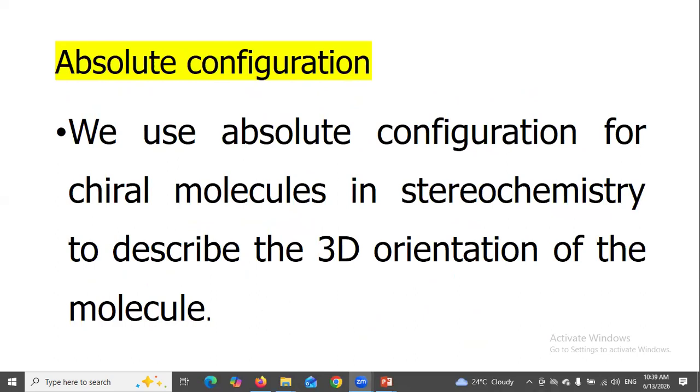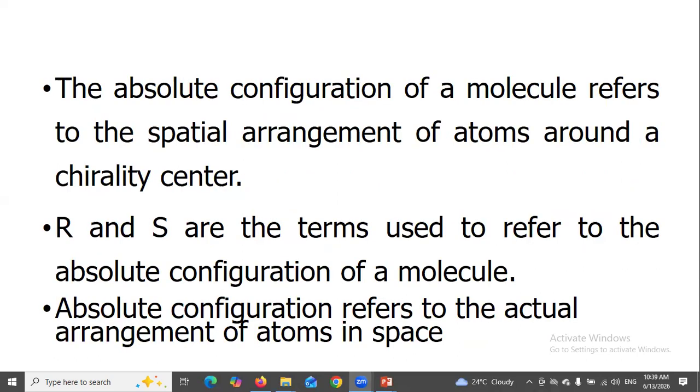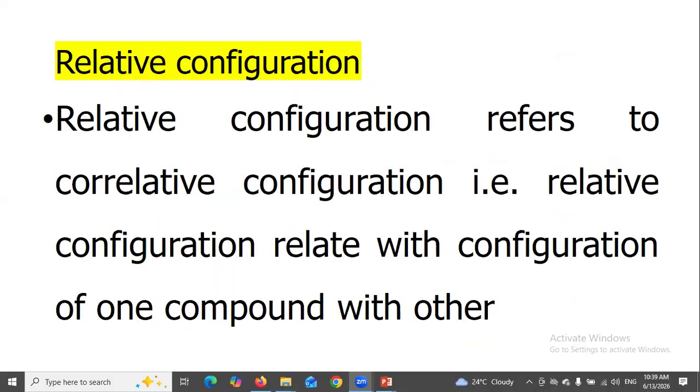Absolute configuration, for a chiral molecule, is the stereochemistry, the 3D orientation. Relative configuration refers to the qualitative configuration, which relates the configuration of one compound with another.